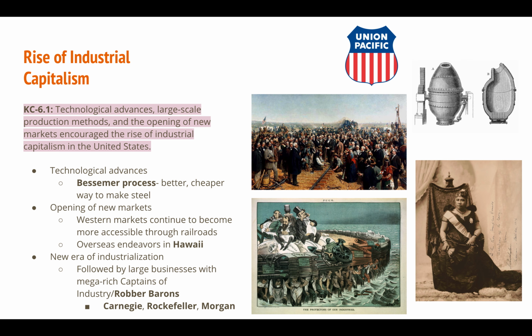And this new era of industrialization is followed by large businesses with mega rich captains of industry, or some people would call them robber barons, for the amount of money that they made being made on the backs of the poor working class that they were not paying as much money as they would have deserved. The examples of these are Andrew Carnegie in the steel industry, J.D. Rockefeller in oil, and JP Morgan in banking.